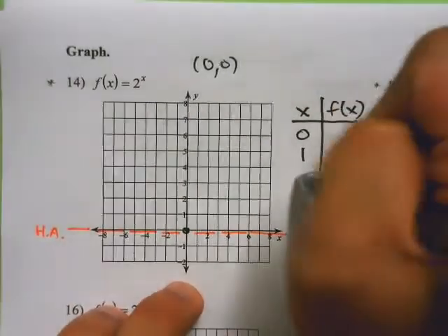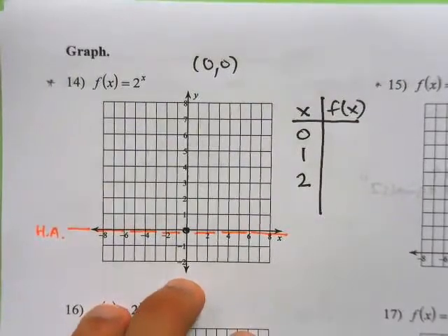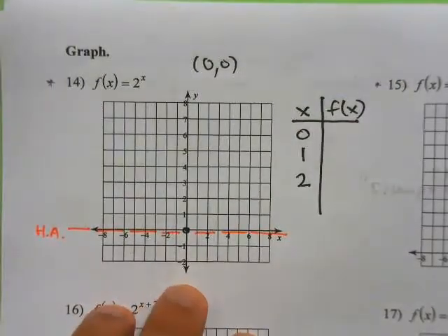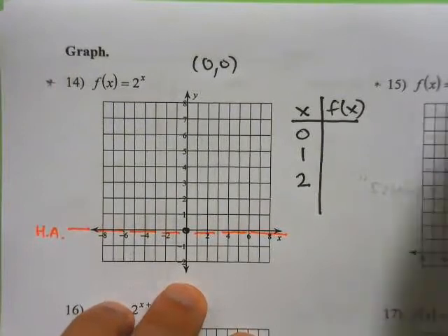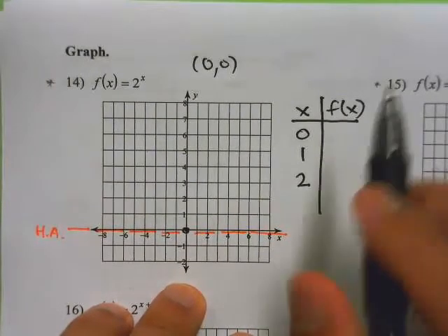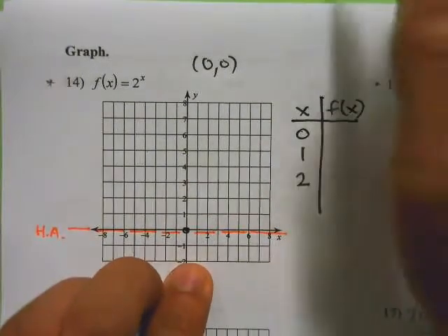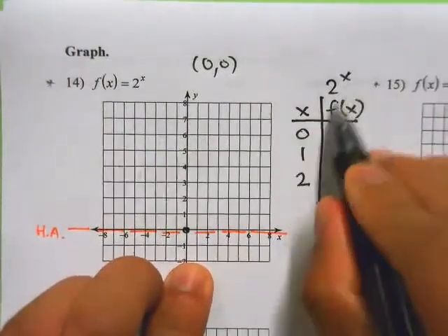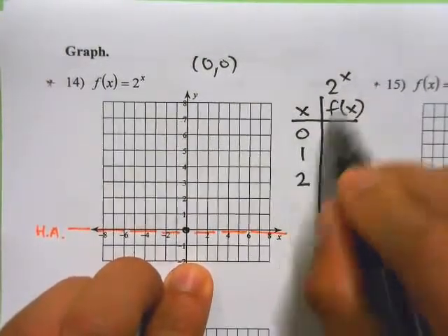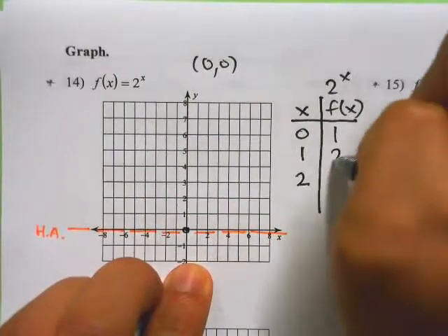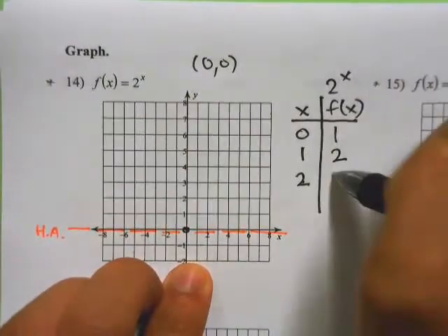Let's just plug in a couple numbers, 0, 1, and 2. If you want, we can even do 1/2 as well. That might be a little bit too hard for us. So if you plug in 0, 2 to the 0 power is 1. 2 to the 1 power is 2, and then 2 squared is going to equal 4.